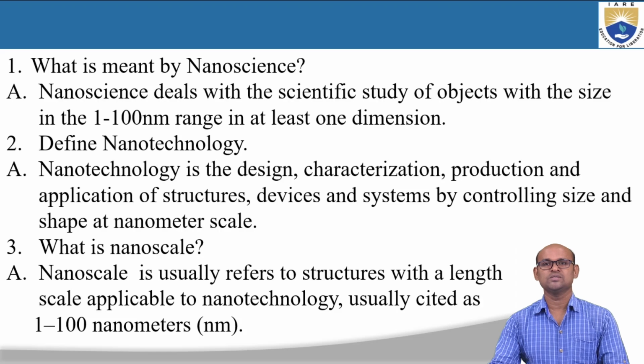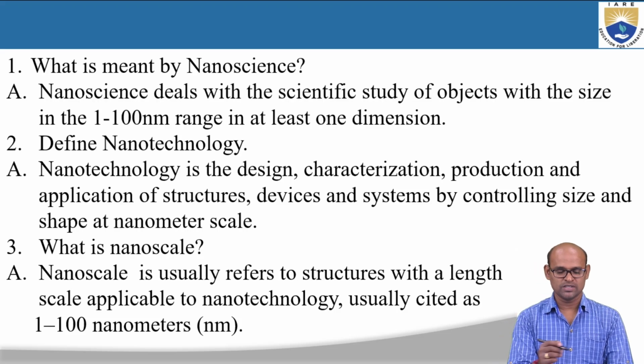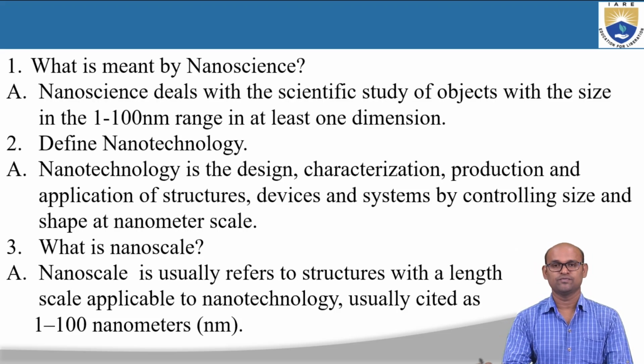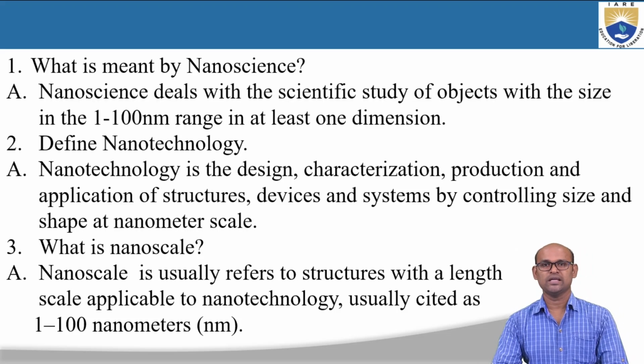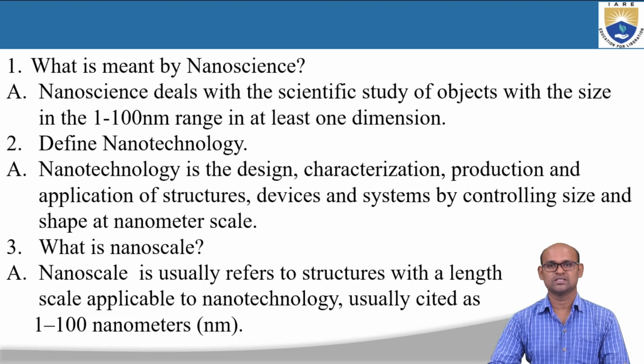First question is, what is meant by nanoscience? Nanoscience deals with the scientific study of objects with a size in the range of 1 to 100 nanometers, at least in one dimension. So, at least in one dimension, we should have this nanoscale ranging from 1 to 100 nanometers. Then, the science that deals with these materials is called nanoscience.